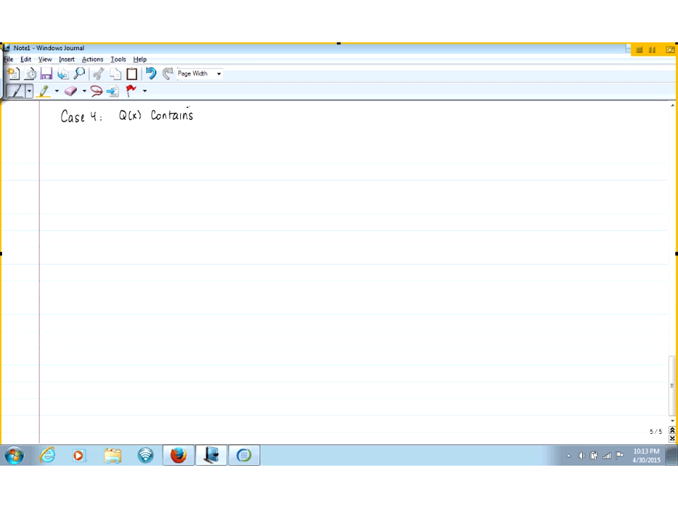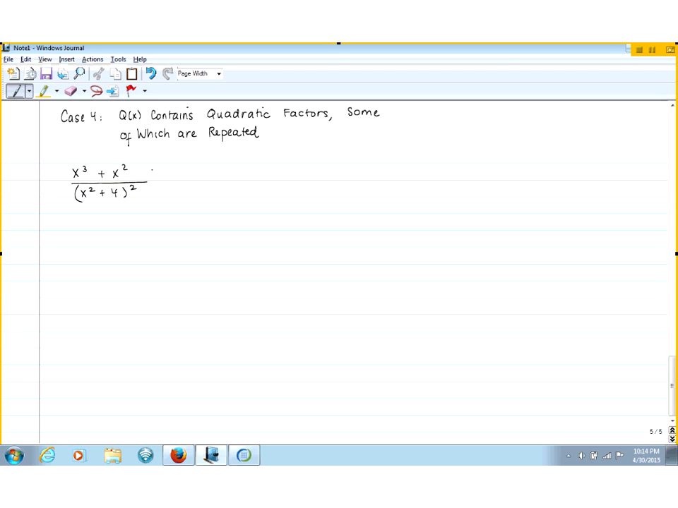Q of x contains quadratic factors, some of which are repeated. Okay, so some of the quadratic factors are repeated. What do I mean by that? So for example, if we have x cubed plus x squared divided by x squared plus 4 squared.